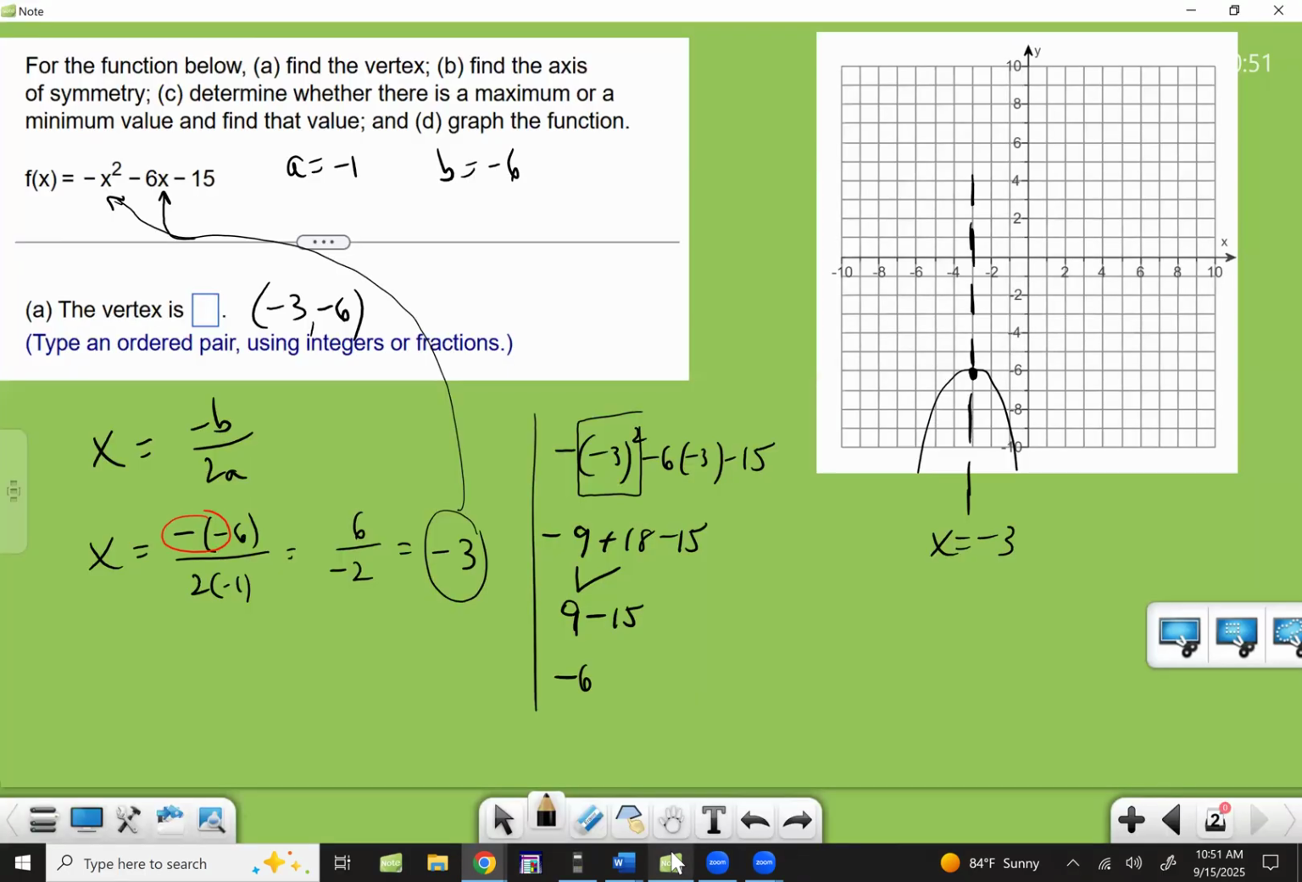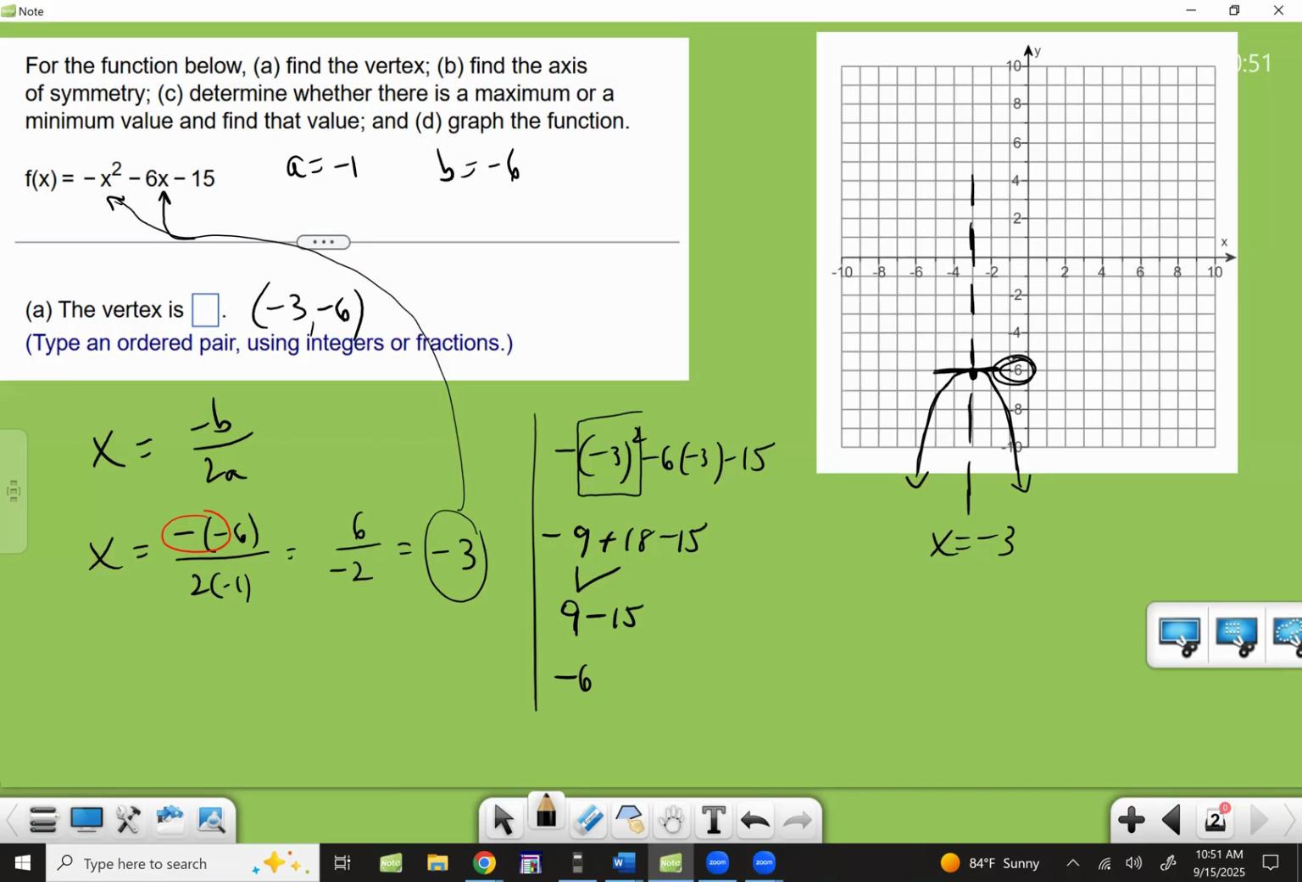Now, does it have a max or a min? Well, that comes down to which way it faces. We found out that it faces downward, right? So there's arrows. It's going to go down forever. So it doesn't have a minimum, but it does have a maximum. It does have a highest point. And if you look at this highest point, come over here to the y-axis, it looks like -6 is as high as it's going to go.